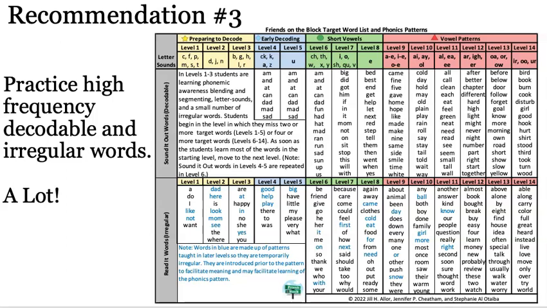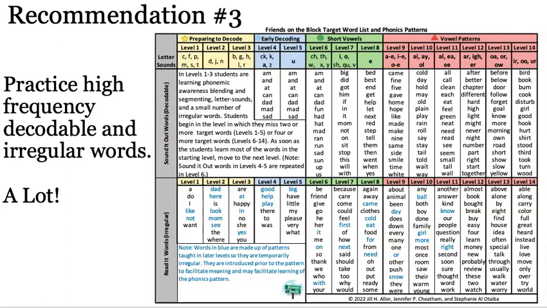This is our Friends on the Block list of all high-frequency words, and our list is divided between those words that you can sound out once you learn those patterns, and those words that are irregular or temporarily irregular until you learn those patterns. So you can use our list. It's available free for you to download if you'd like, or compare our list to your list.